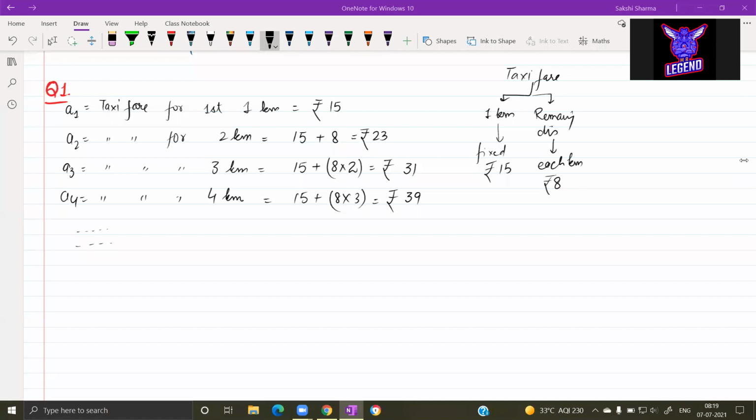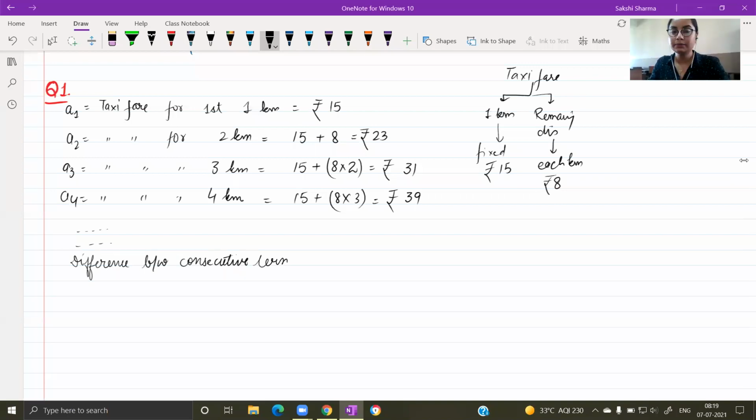You tell me, you tell us what to write here, you have to show your work here. So we are looking at the difference between the consecutive terms. What should I write down? A1 minus A2 or A2 minus A1? A2 minus A1. That was what I was looking for.